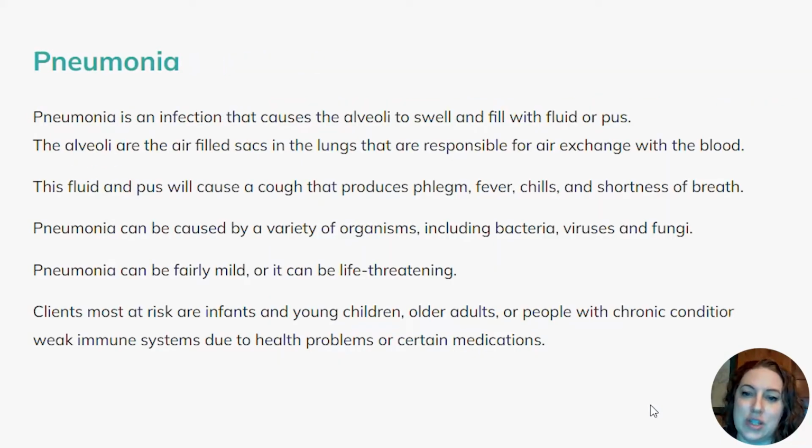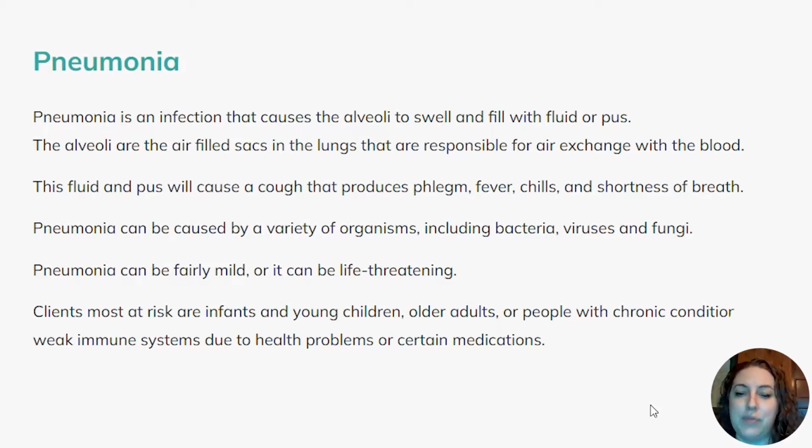Pneumonia is an infection that causes the alveoli to swell and fill with fluid or pus. The alveoli are the air sacs in the lungs that are responsible for air exchange with the blood. This fluid and pus will cause a cough that produces phlegm, fever, chills, and shortness of breath.